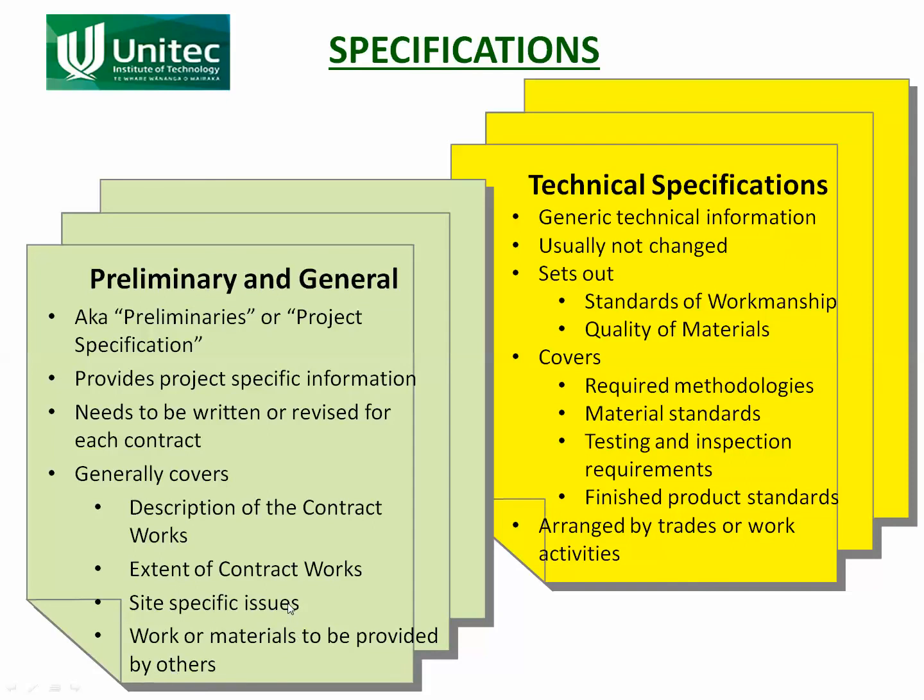For example, there might be a power line, an underground power line going across the site. The contractor needs to be told about this, and the preliminary and general is where you do it. You also talk about site huts, where the site huts are supposed to go, the access road, what quality it's supposed to be, all those things that are specific to the contract.